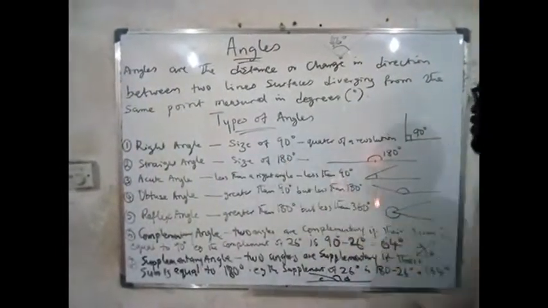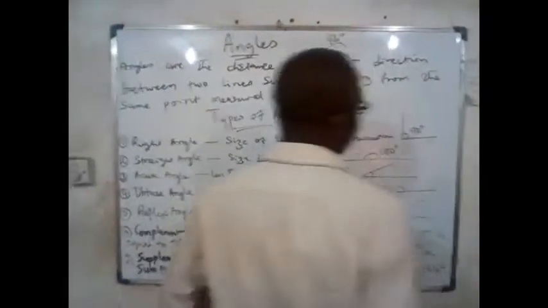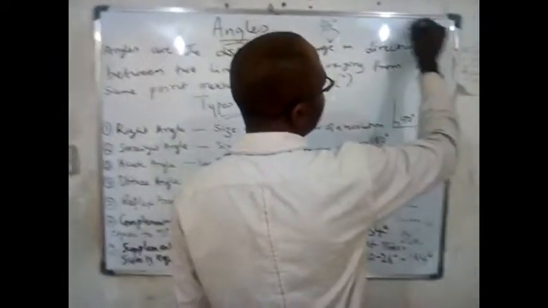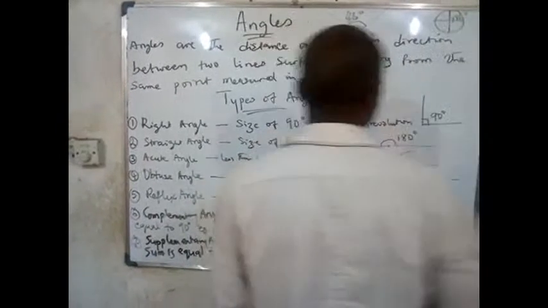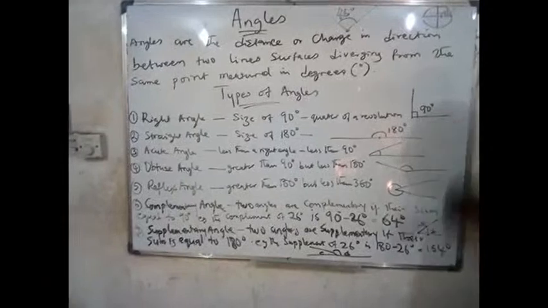90 degrees. Or you can call it the quarter of a what? Revolution. Why do you call it the quarter of a revolution? Because if you have a cycle like this, and you divide this cycle into what? 4. One of them is always making an angle of what? 90 degrees. So that is this angle. Can you see that? It's always 90 degrees.